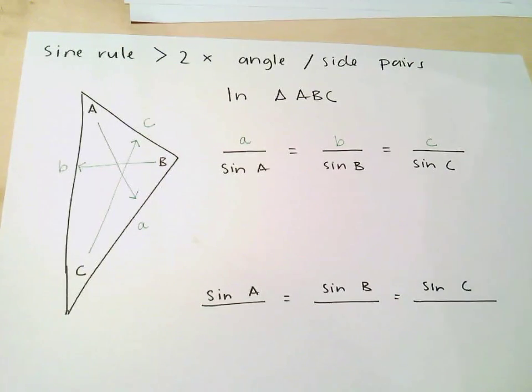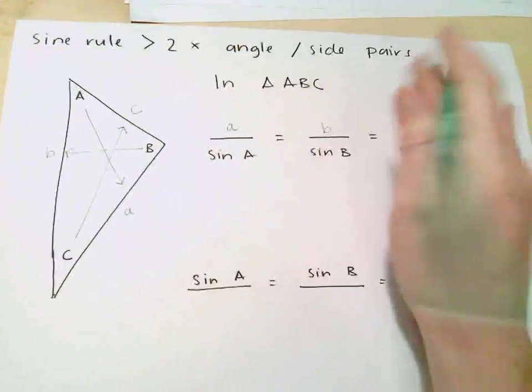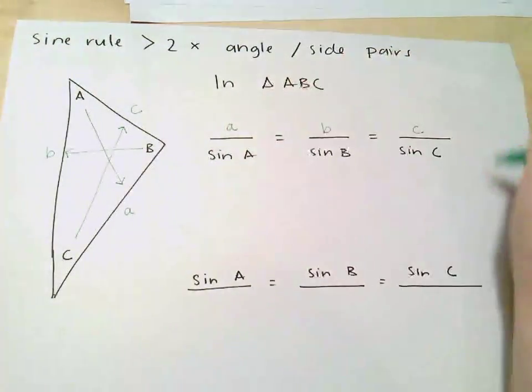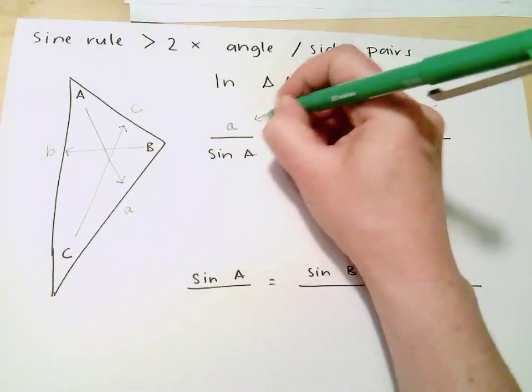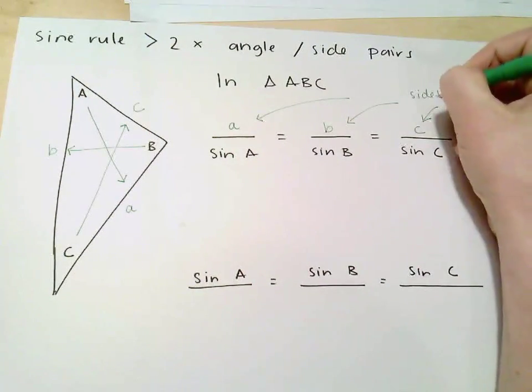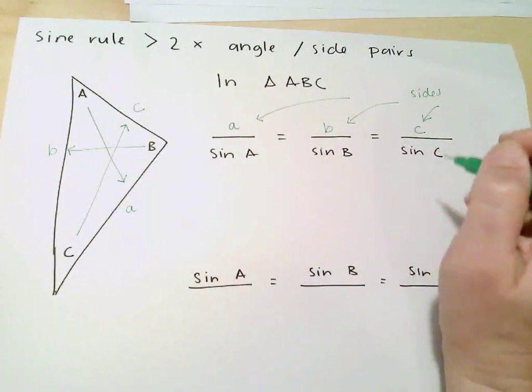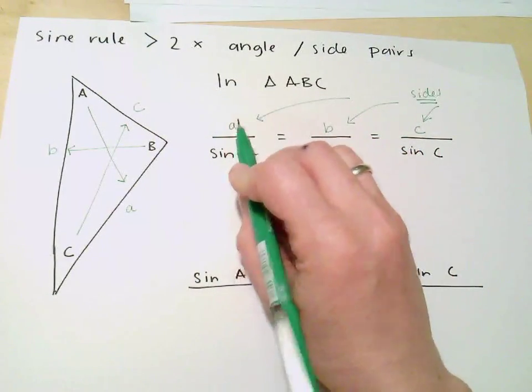Seems a little bit crazy and you're thinking, how are we going to use this at the moment? But we will. I just want to make a little note. In the formula sheet, they give it to you in this format, and you can see that on the top is each of my sides, a, b and c. So these each refer to the sides, and you're going to use this formula when you're trying to calculate a side because you want the side to be on the top.